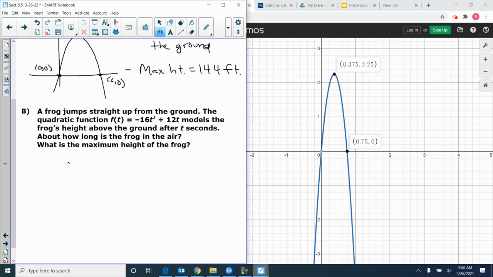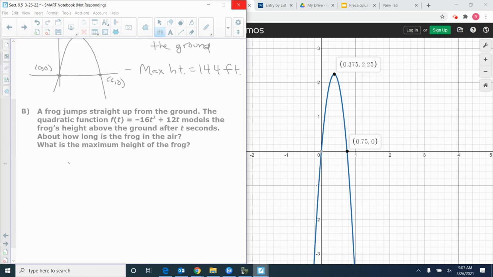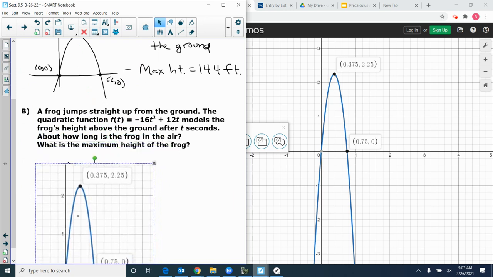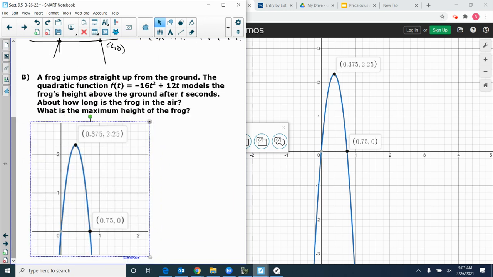Let's send it there. Oh, hold on here. There it is. See, I cheated. I just copied it and pasted it.